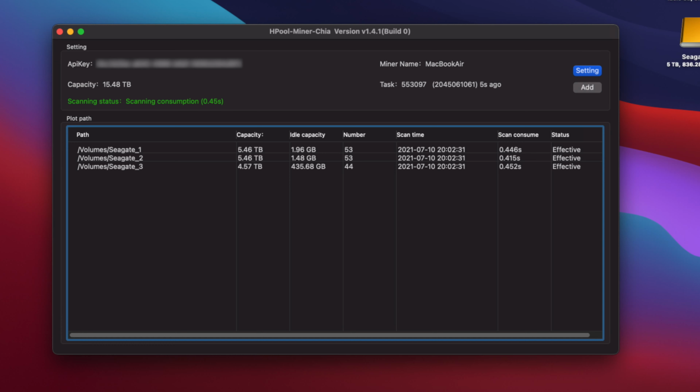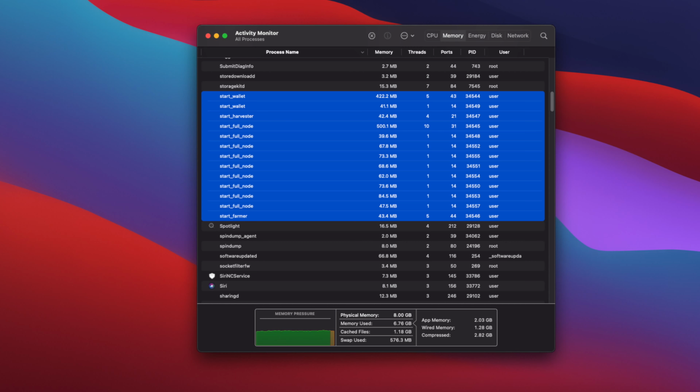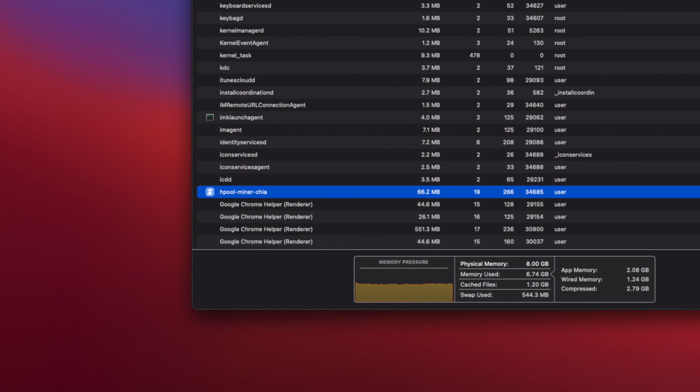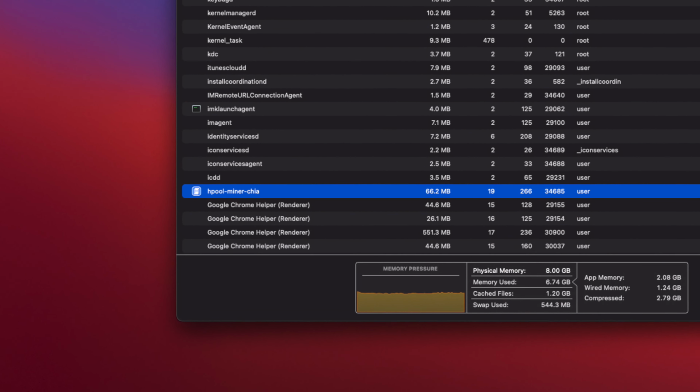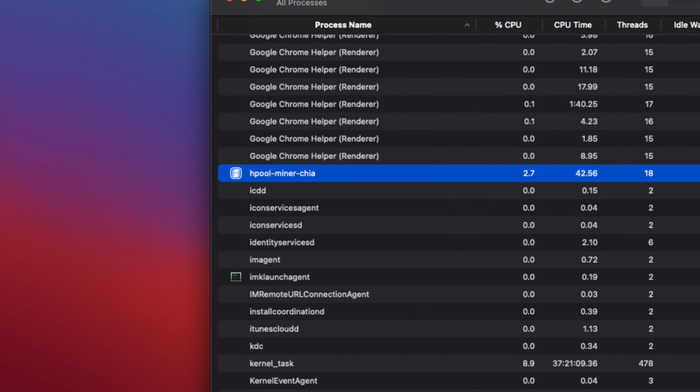Second, with Hpool there's no need to run a full node, so it only uses a fraction of the system resources like RAM, drive space and CPU time that the official Chia app does. On my Mac for example, the various processors started by the official Chia GUI use a total of 1.6 GB of RAM, which isn't an insignificant amount on a machine that only has 8 GB to begin with. The Hpool app in comparison only uses about 70 MB of RAM, and hovers around 2 to 3% of CPU time.